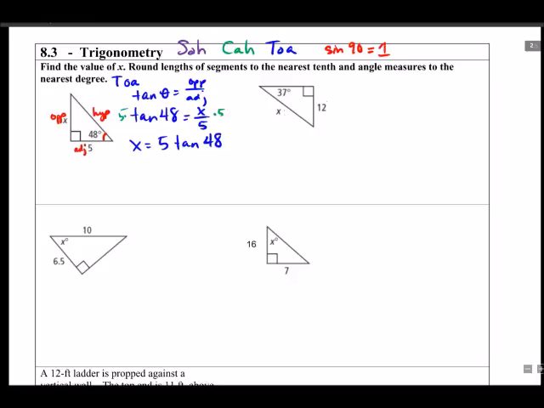And we either just plug that into our calculator, or if we look it up on our trig table, tan 48 is 1.1106. And we get x equals 5.55306, or round segments to the nearest tenth and angles to the nearest degree. So this would be 5.6 units. So this side over here is 5.6 units long.